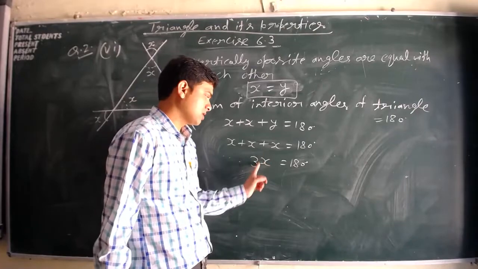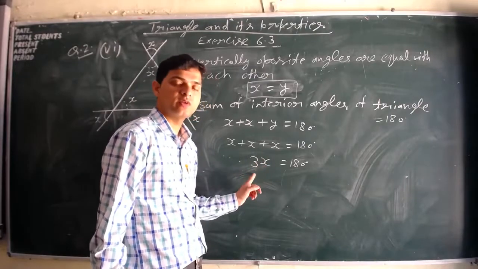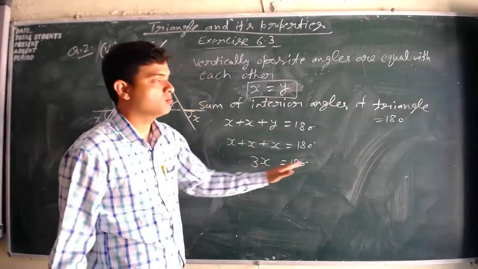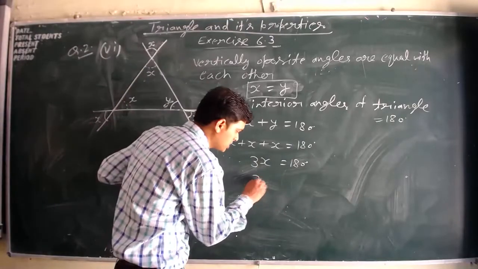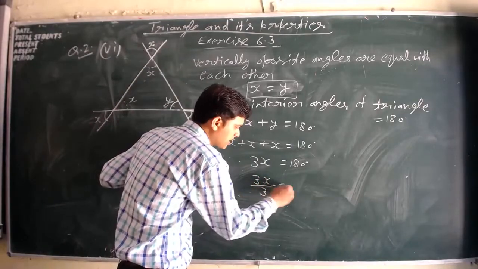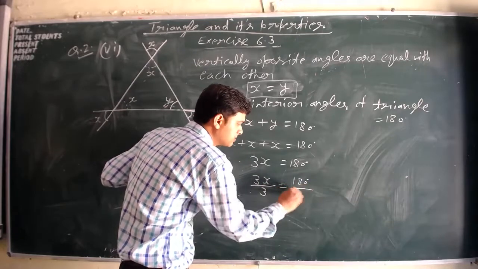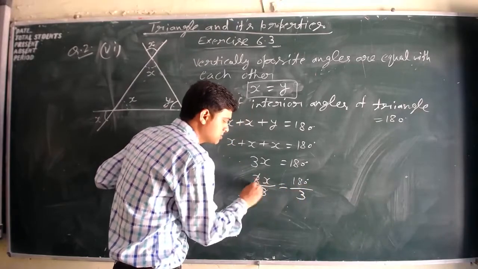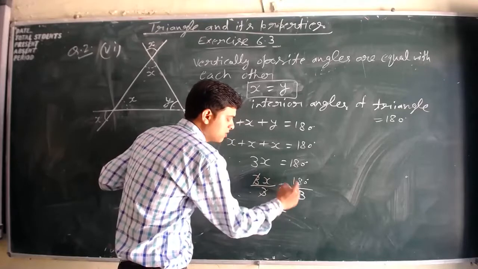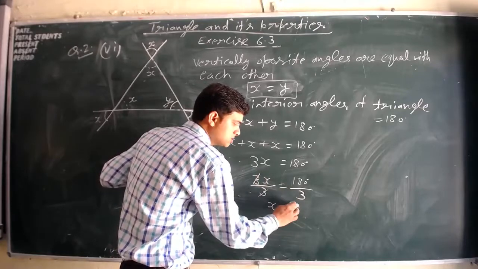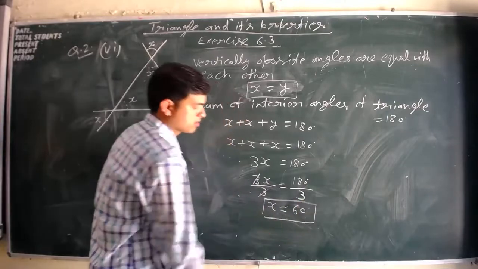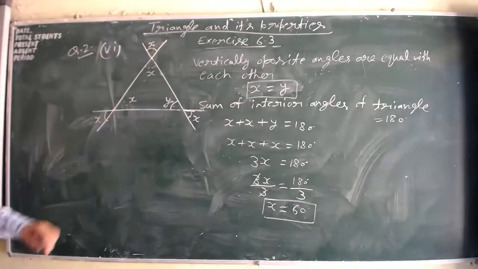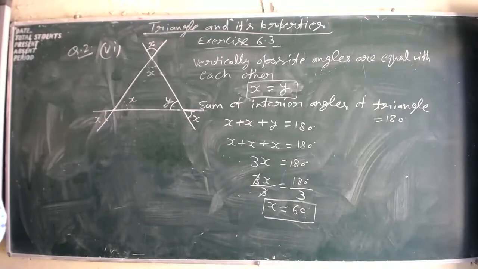Now we have to calculate x. For this we have to eliminate 3, so both sides of this equation we divide by 3. So 3x divided by 3 and 180 divided by 3. 3 से 3 cancel out हो जाएगा, is equal to x. 180 divided by 3, that is equal to 60. Okay, that's your answer. Answer of this sixth part.